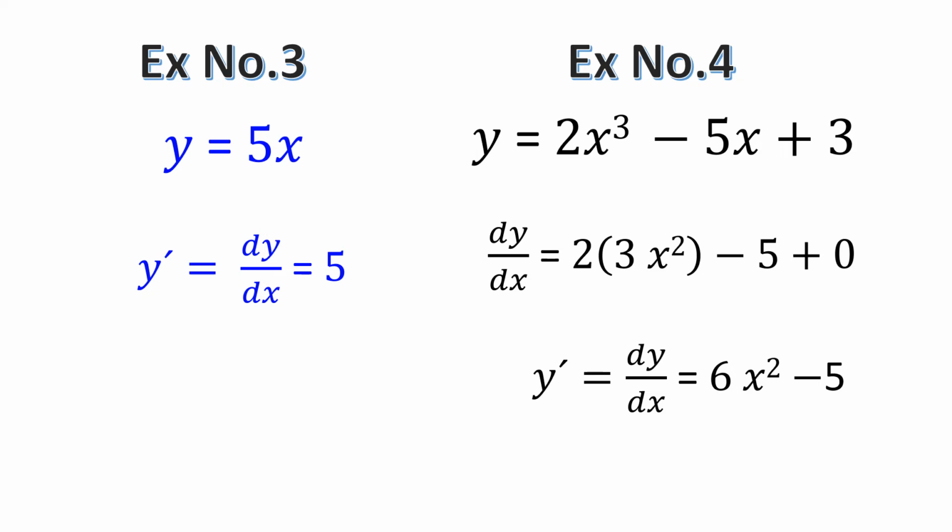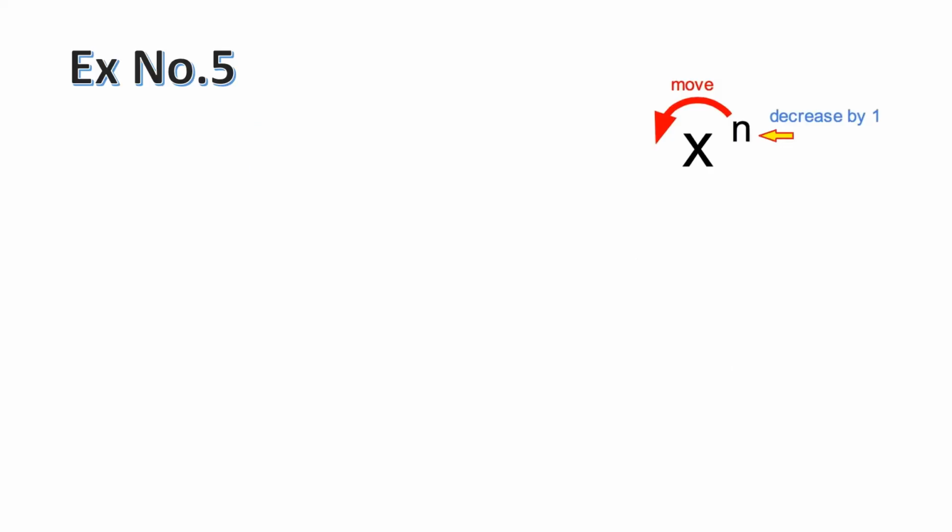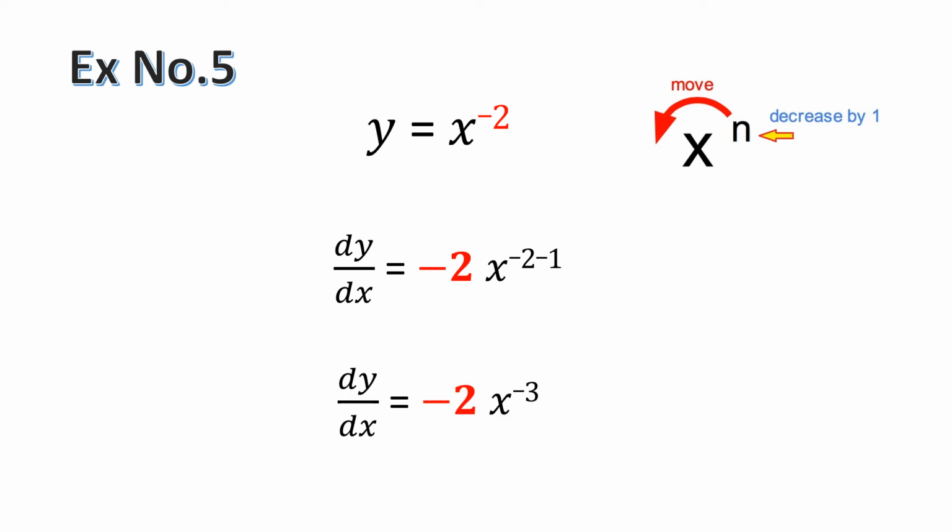Now, whenever you have a negative power, the same rule applies. The negative number will come in the beginning, minus 2, and then you will reduce 1 from the given power: minus 2 minus 1 becomes minus 3. So here, minus 2x raised to power minus 3 will be the derivative of this given function.